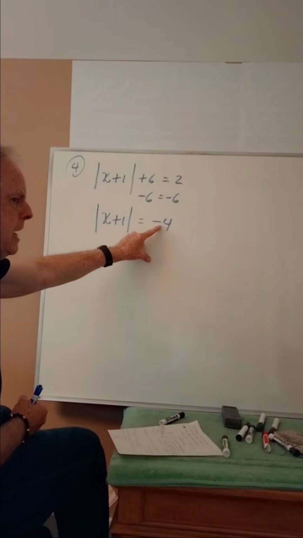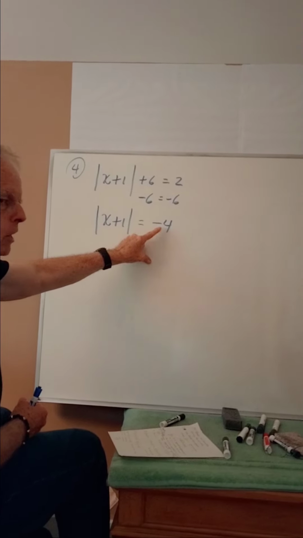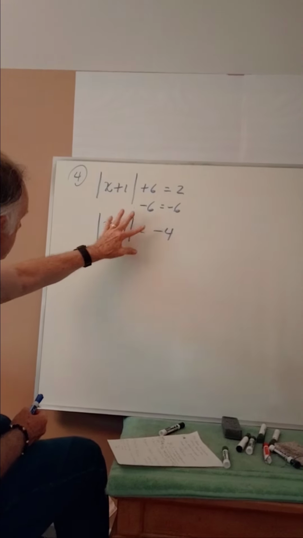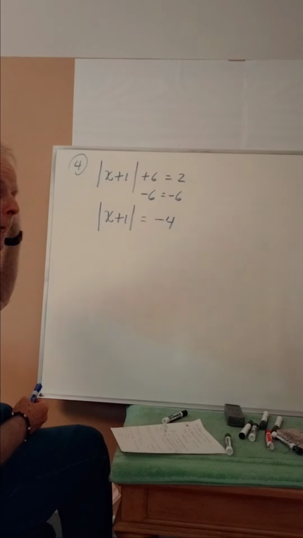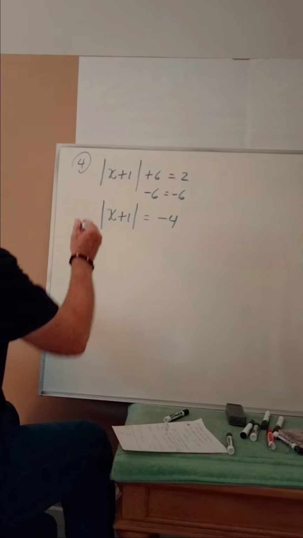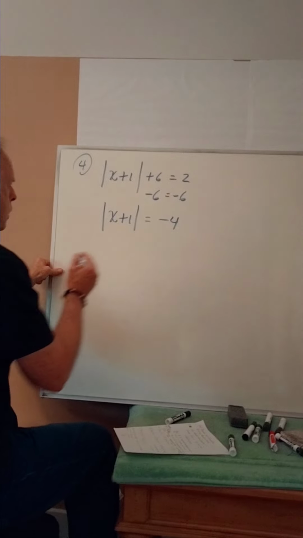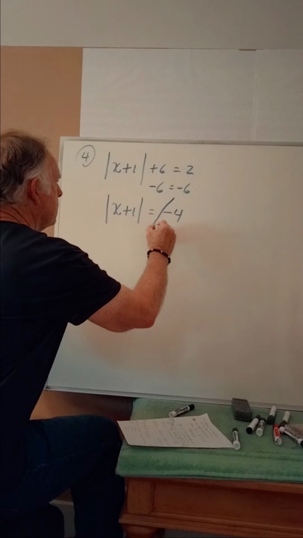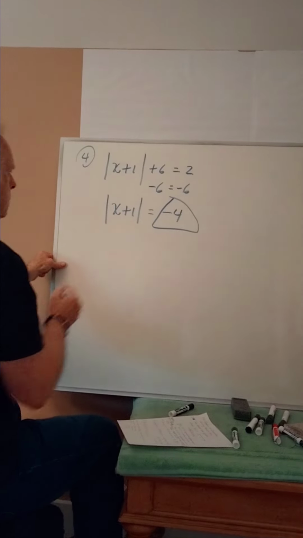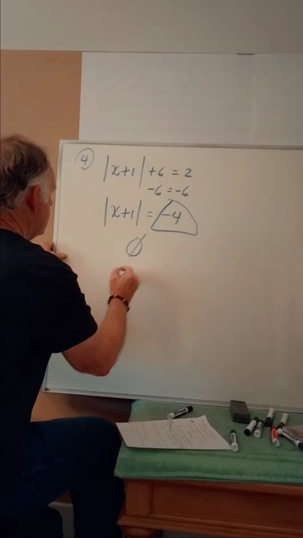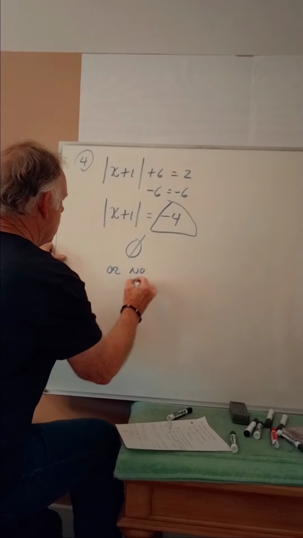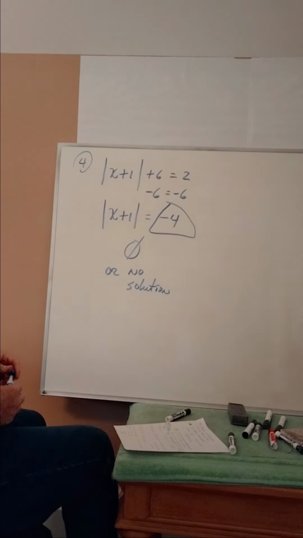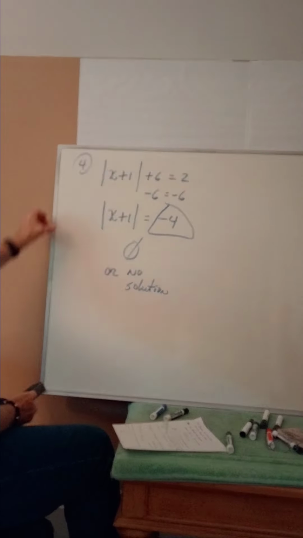And when c is negative, negative does not ever jive with absolute value. Because the absolute value of x plus 1 can never equal a negative. So there's no equation to solve. It's because of him. The solution is empty or no solution. And that would take care of that one.